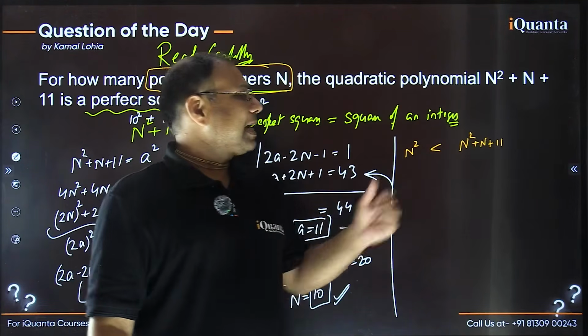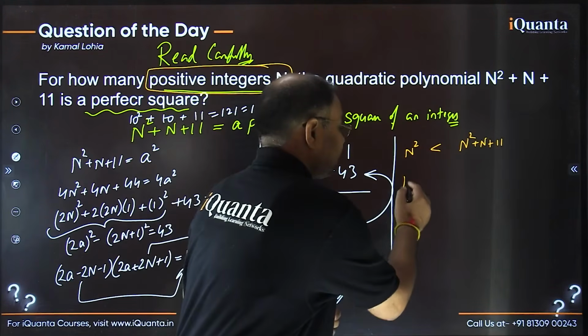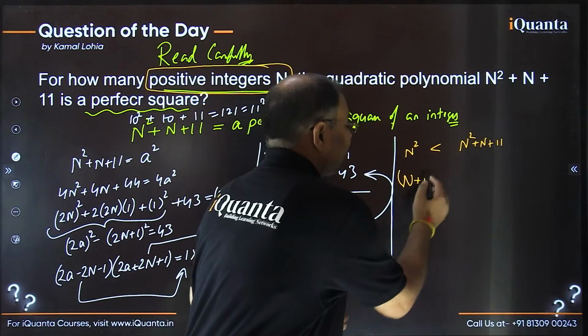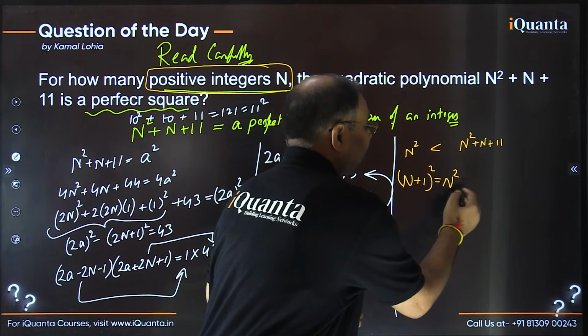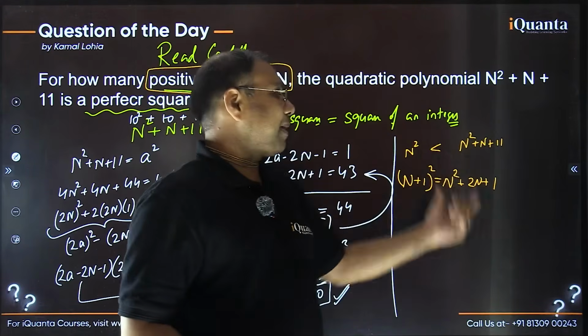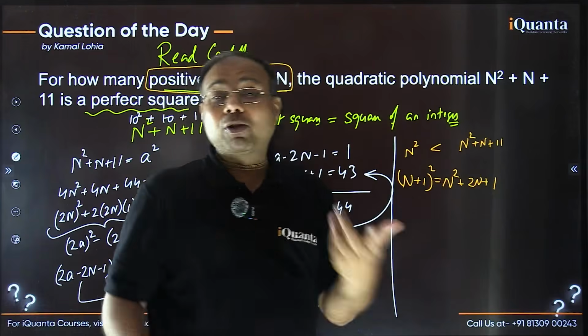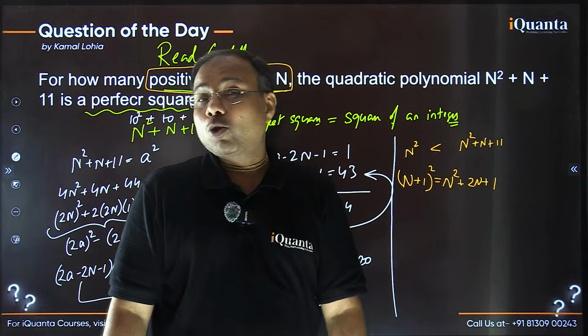Okay, is this more than n plus 1 whole square as well? Let's see, what is n plus 1 whole square? n plus 1 whole square is n square plus 2n plus 1. No, I don't know. It depends upon the value of n, right? So maybe this is greater, or maybe that is greater, or maybe both are equal. Anything could be possible. So not sure about that.